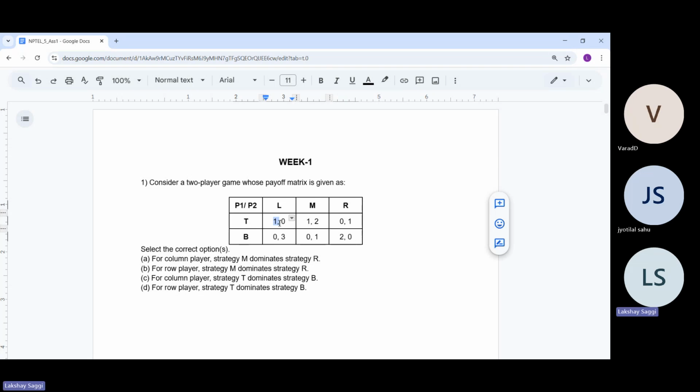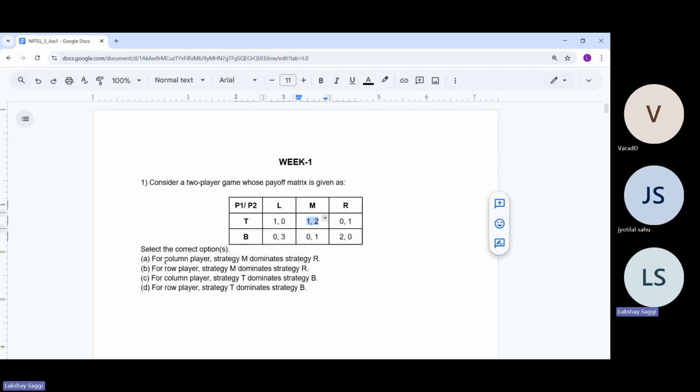So if the row player plays T and the column player plays L, then the row player gets a payoff of 1, whereas the column player gets a payoff of 0. Note that since this is a payoff, everyone wants to maximize their payoff. The row player will want to maximize his payoff, and the column player will also want to maximize his payoff. These are the strategies given to us, and then we have to select the correct options.